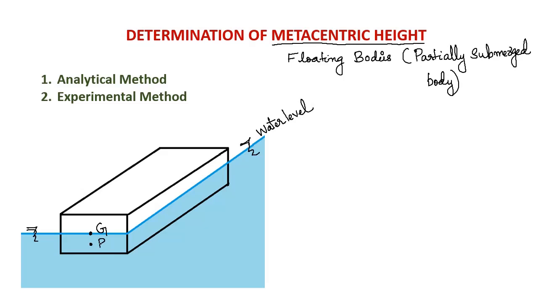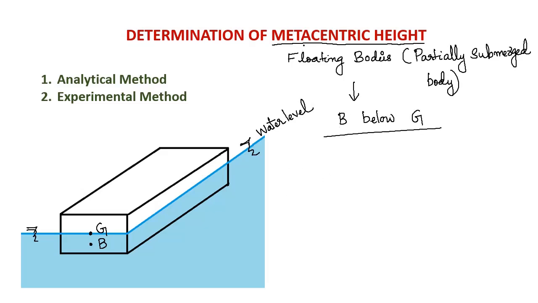Center of buoyancy will always be below the center of gravity. Center of buoyancy is the center of the portion which is submerged in the fluid. So, in case of a floating body, the center of buoyancy will always be below the center of gravity.